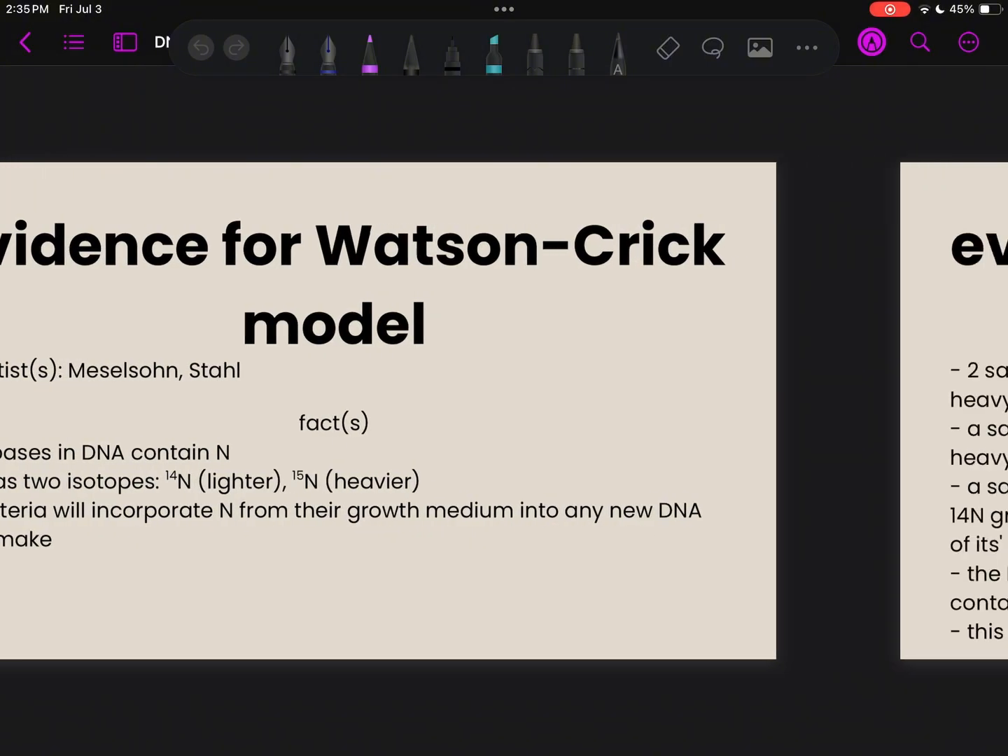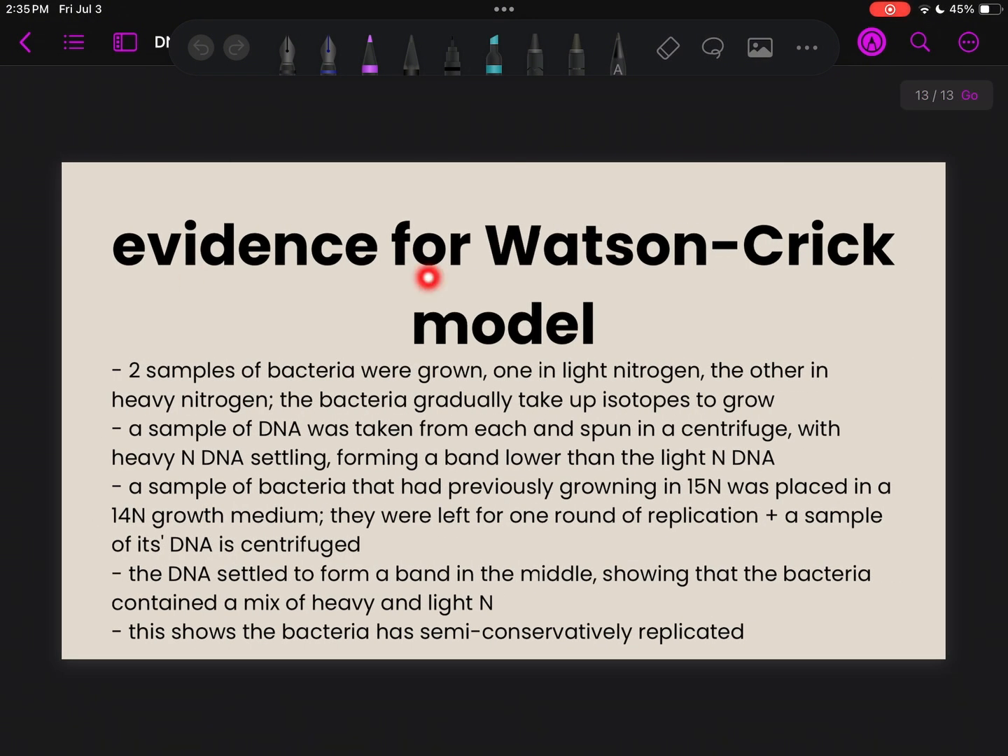So moving on to the evidence for the model, two samples of bacteria were grown, one in light nitrogen, the other in heavy nitrogen. The bacteria gradually take up isotopes to grow. A sample of DNA was taken from each and spun in a centrifuge, with heavy nitrogen DNA settling to form a band lower than the lighter nitrogen DNA.